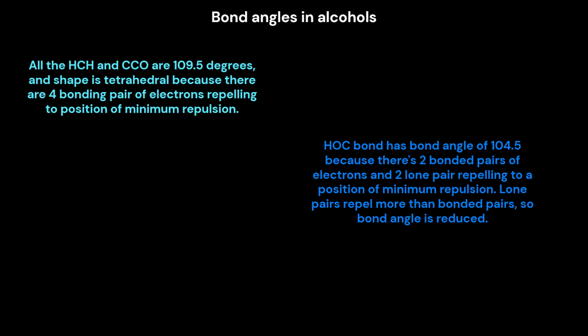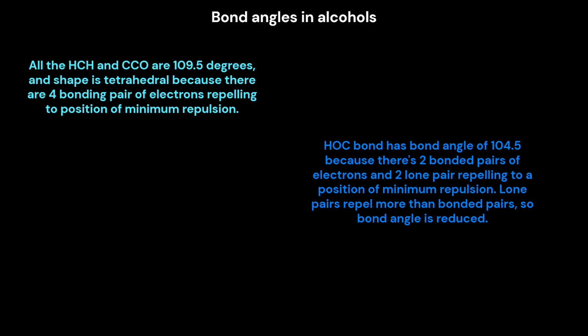Alcohol. Bond angles in alcohols. All the HCH and CCO angles are 109.5 degrees, and the shape is tetrahedral because there are four bonding pairs of electrons repelling to a position of minimum repulsion.